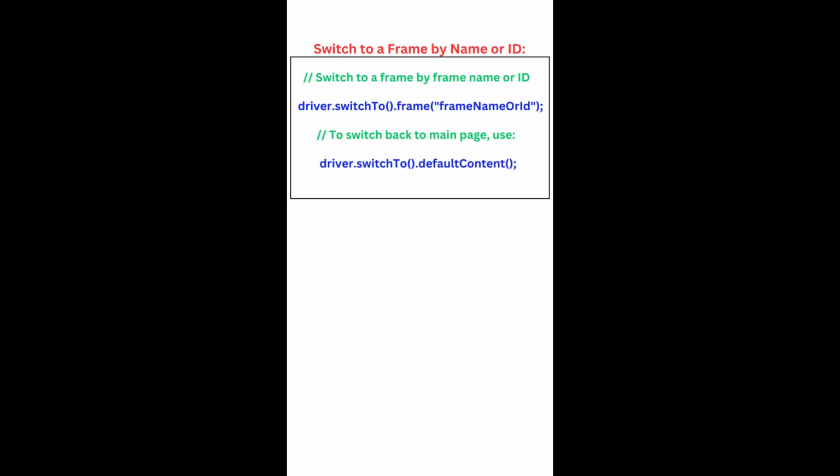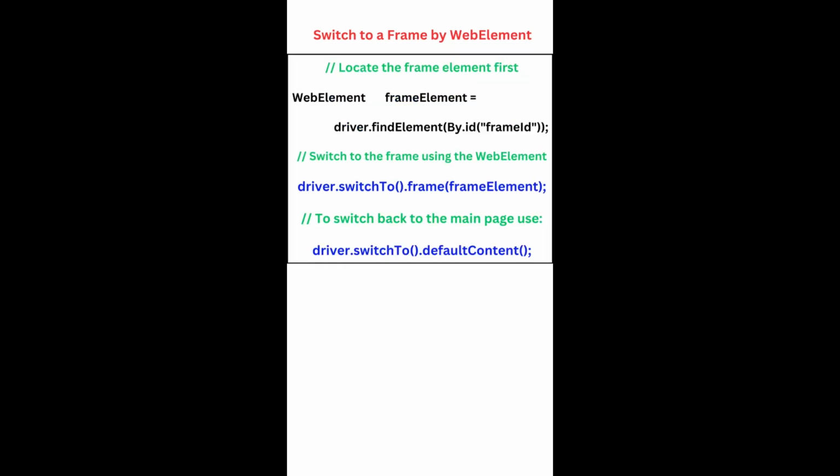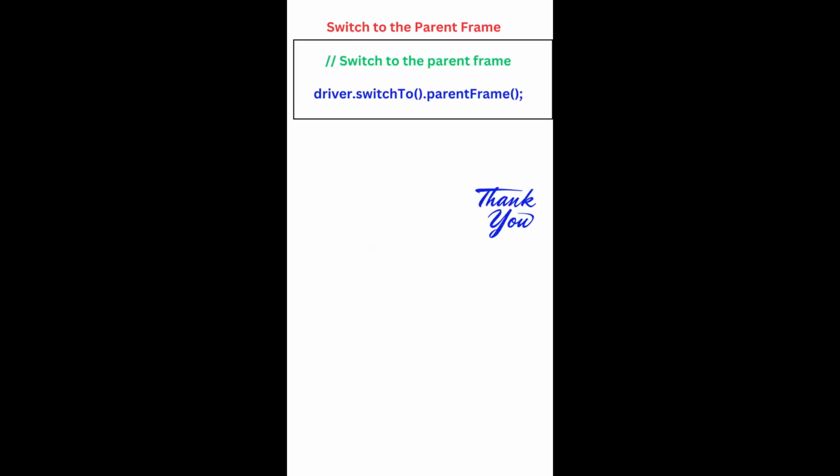Next we have switch to a frame by name or ID method. So, switch to the frame by specifying its name or ID. And then switch back to the main page. Then we have switch to a frame by web element method. First locate the frame element using a suitable locator method like By.id. Next switch to the frame by passing the web element to driver.switchTo().frame method. And then switch back to the main page. When we work with multiple frames and want to go back to the parent frame, use switchTo().parentFrame method.